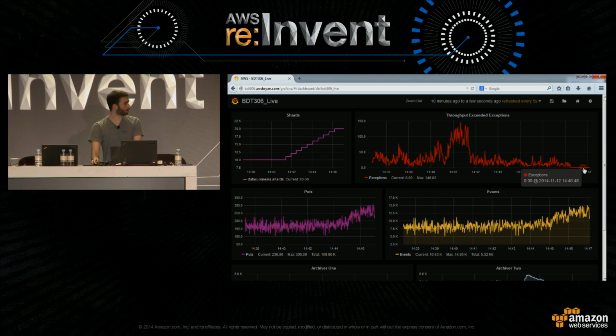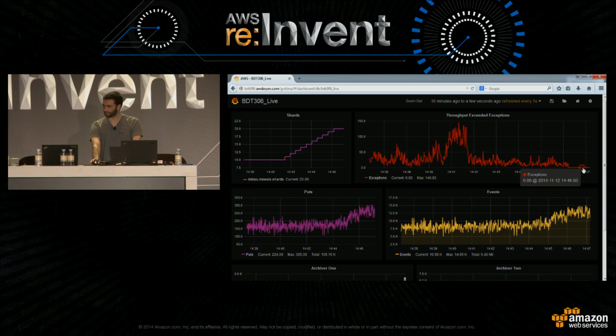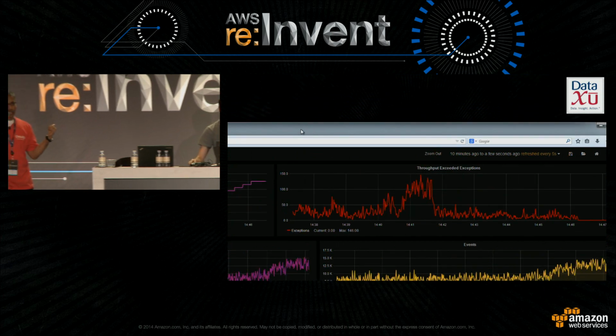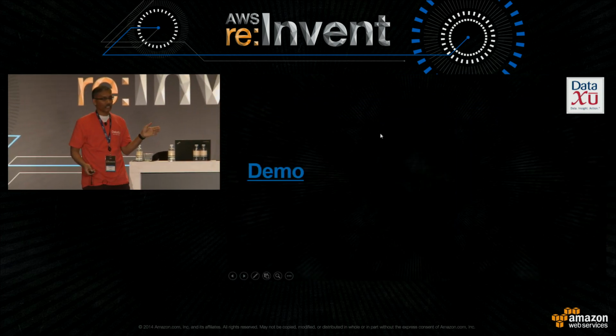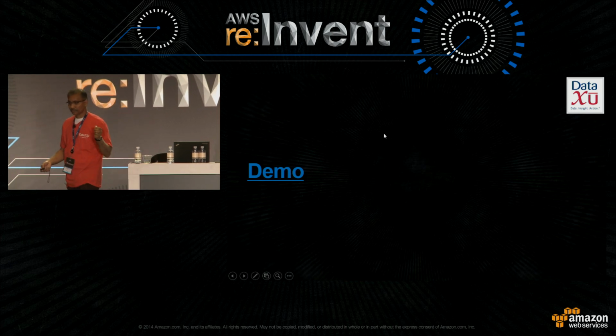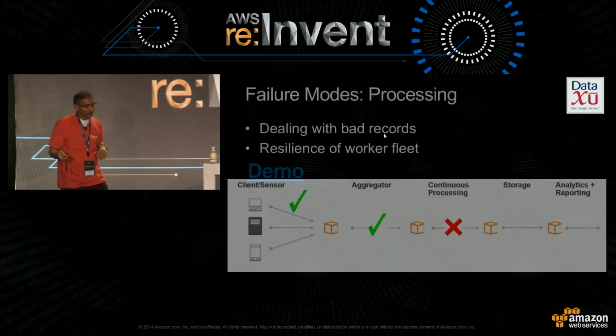So by doubling the number of shards we had in our stream, we were able to completely remove all the exceptions we were getting. Thank you, Steve. So again, the proof is in the pudding, guys. He just scaled up the shards right in front of you, and the throughput exceptions went down to 0. And that's a live demo again.